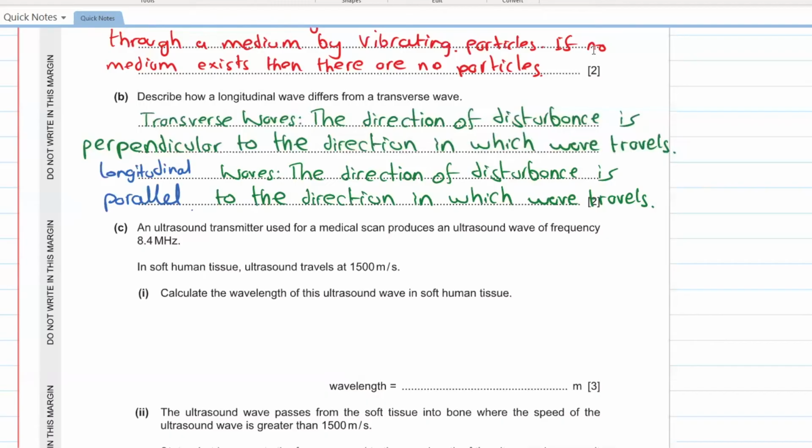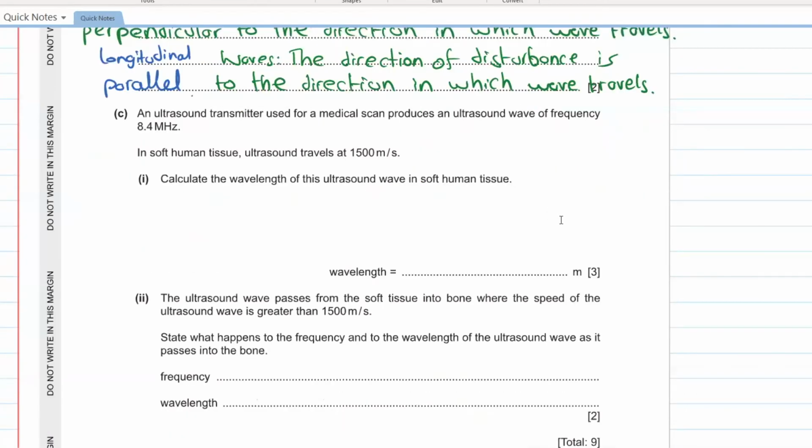Very good bhai, to whoever gave me the answer first, very good. An ultrasound transmitter used in a medical scan produces an ultrasound frequency of this. In soft human tissues, ultrasound travels at a speed of this. So beta, you have the frequency and the speed as well. Calculate the wavelength of this ultrasound wave. How can we do that?